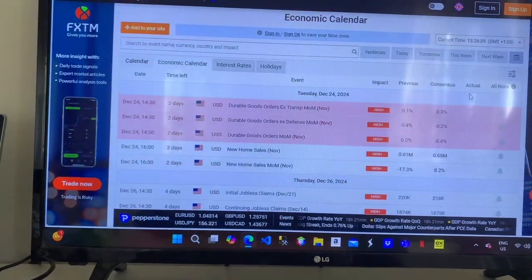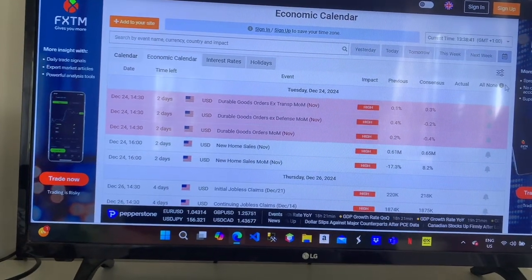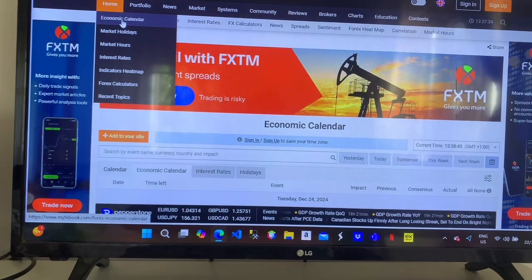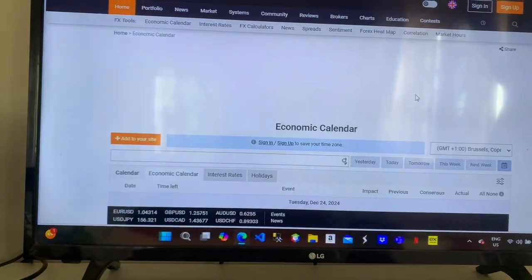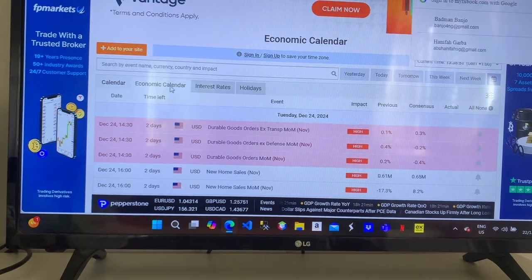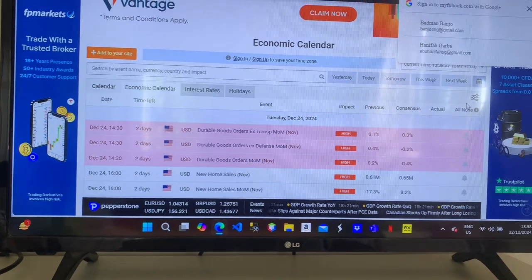you guys should filter only high impact news, right? And how can you do that? Let's go to our home, right? Let's go to economic calendar. We have different tools here, right? So what do I do? How do I filter it?